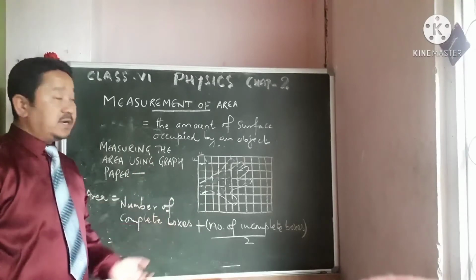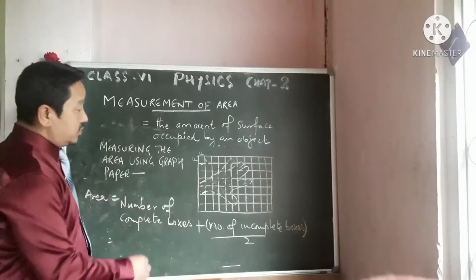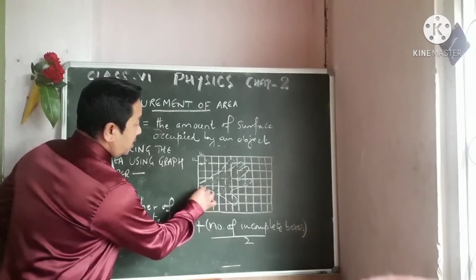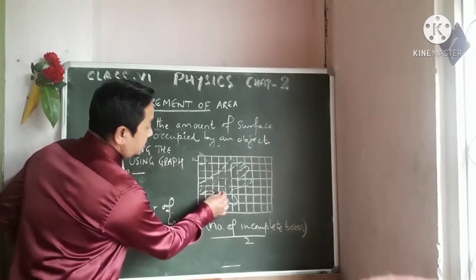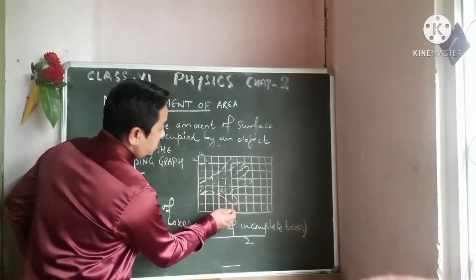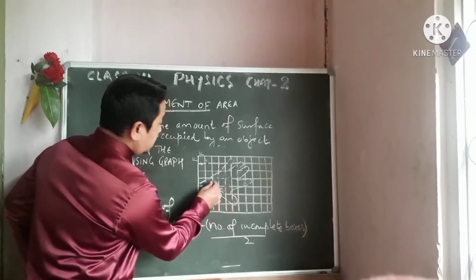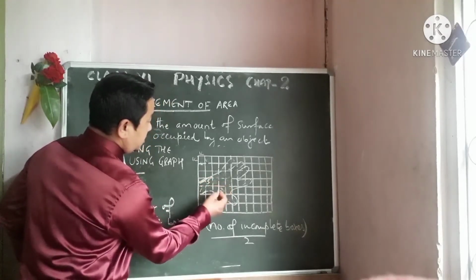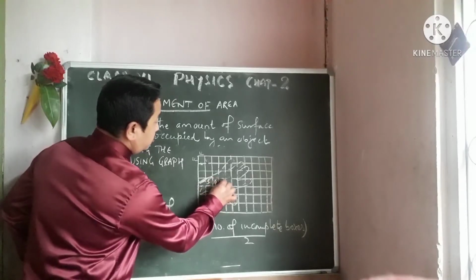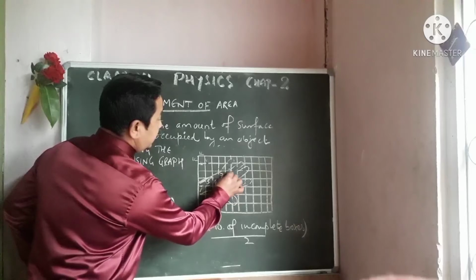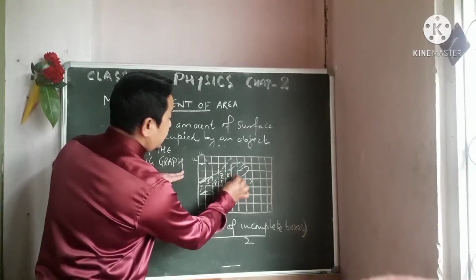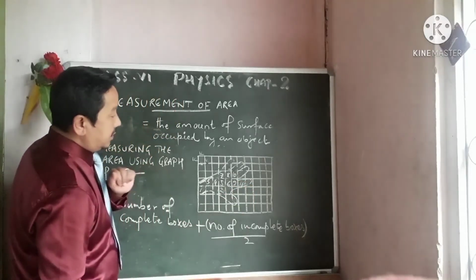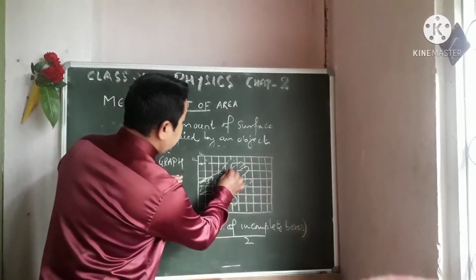So number of complete boxes, count the complete boxes here first. Which are the complete boxes covered? So here I can see this one, 1, 2, 3, 4, 5, 6, 7, 8, 9, 10, 11, 12.